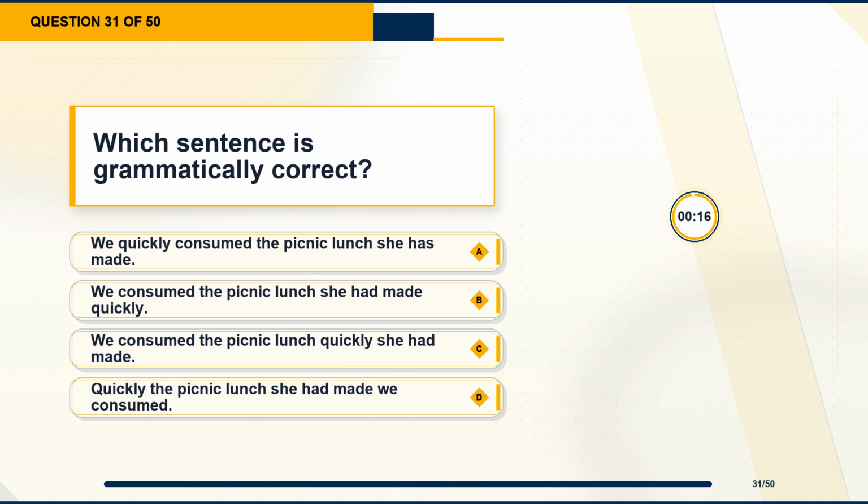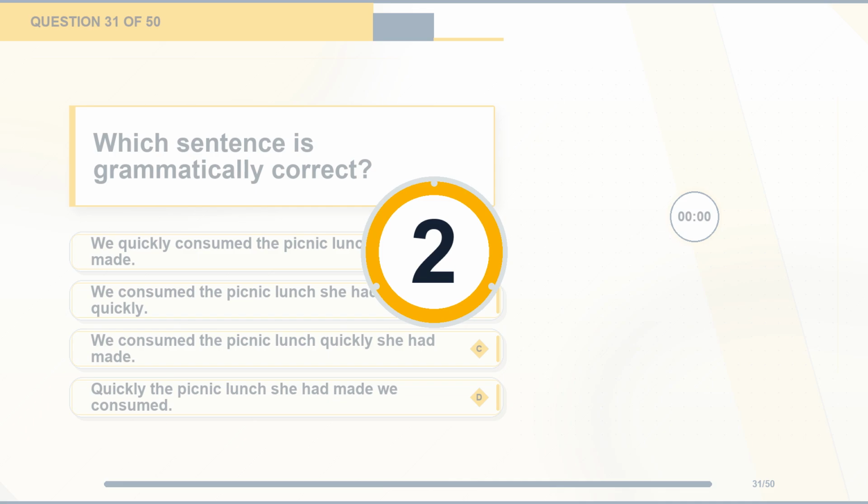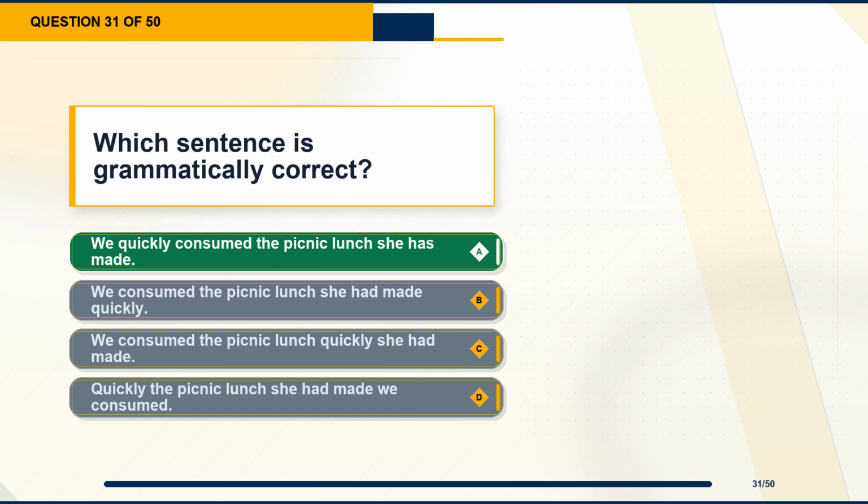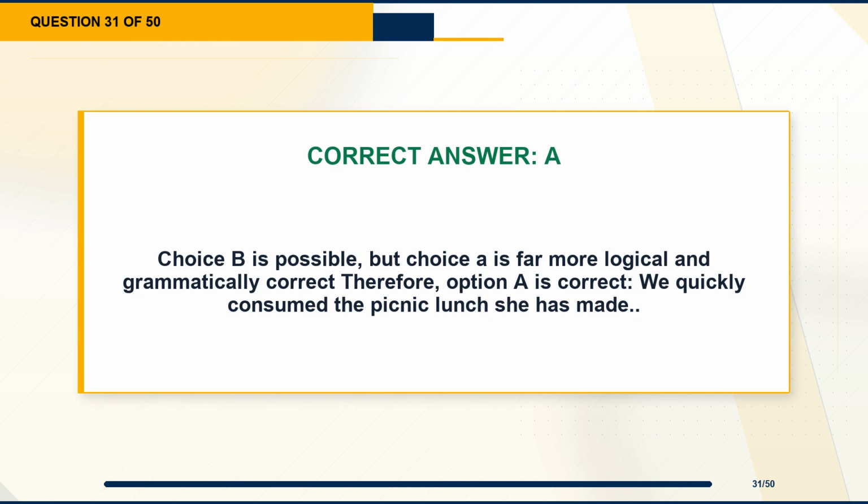Question 31. Which sentence is grammatically correct? Option A, we quickly consumed the picnic lunch she has made. Option B, we consumed the picnic lunch she had made quickly. Option C, we consumed the picnic lunch quickly she had made. Option D, quickly the picnic lunch she had made we consumed. The correct answer is option A, we quickly consumed the picnic lunch she has made. Explanation: choice B is possible, but choice A is far more logical and grammatically correct, therefore, option A is correct.